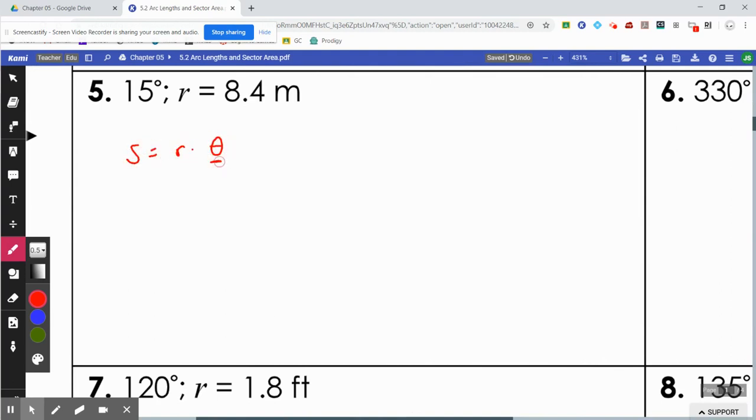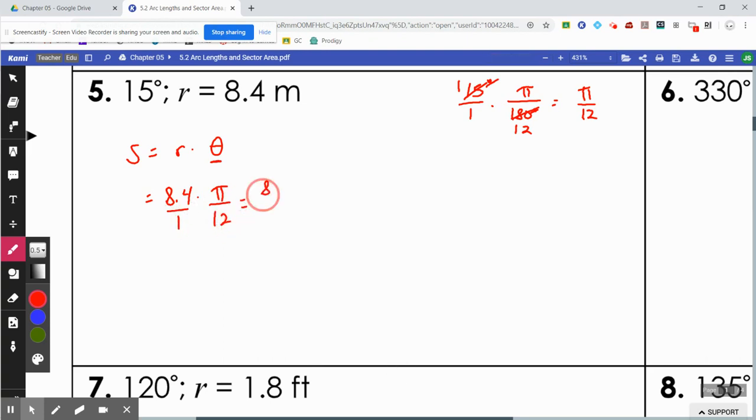The most important thing to remember is that theta has to be in radians, so we're going to have to come over here to the side. 15 degrees, we're going to have to change that to radian measures, so we're going to multiply by pi radians over 180 degrees so that our degrees can cancel. We can reduce that. 15 into 180 goes 12 times. So this is going to be pi over 12 radians. So your arc length will equal the radius times pi over 12 radians.